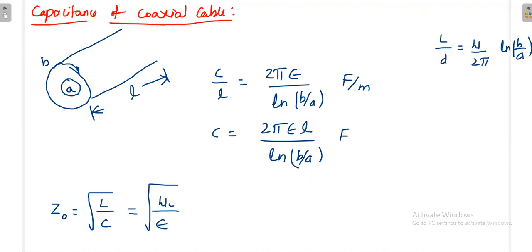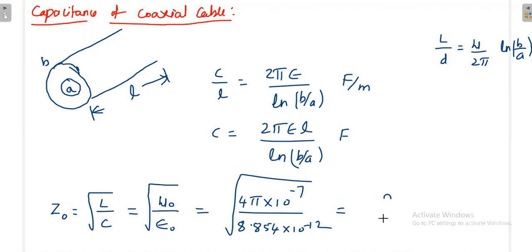If it is free space, really the medium is free space, then it is the square root of mu naught divided by epsilon naught. Then what is the mu naught value? 4 pi into 10 power minus 7. And epsilon naught is 8.854 into 10 power minus 12. You just try to find out what this value is with the help of a calculator. Then that value will be really useful in later classes. I think it should come around 377 ohm.